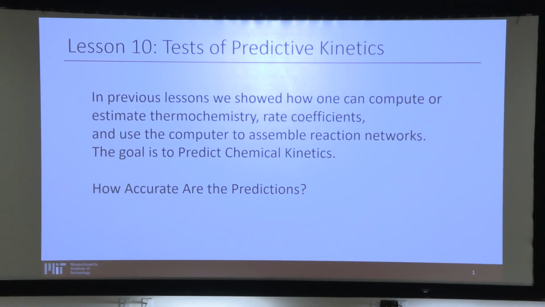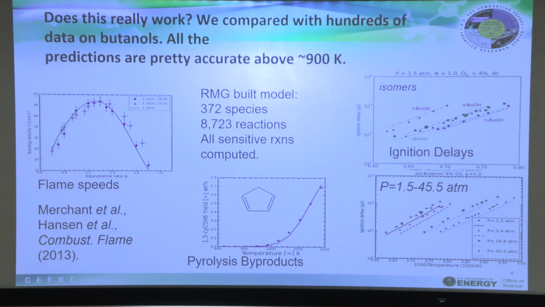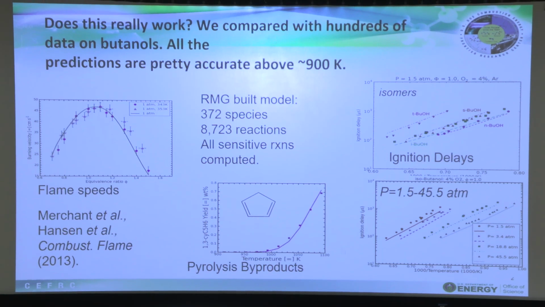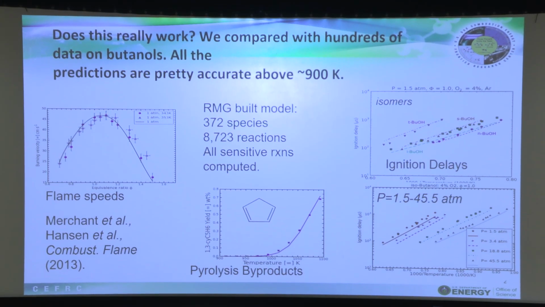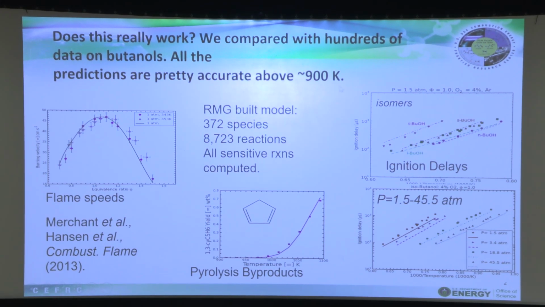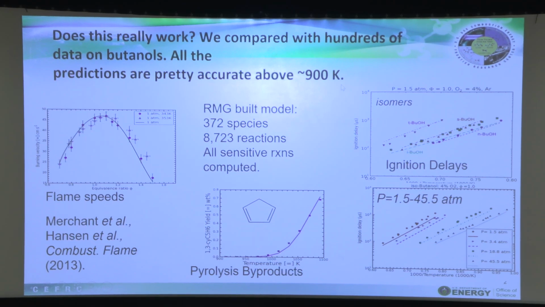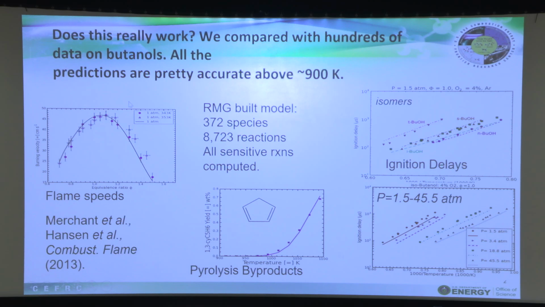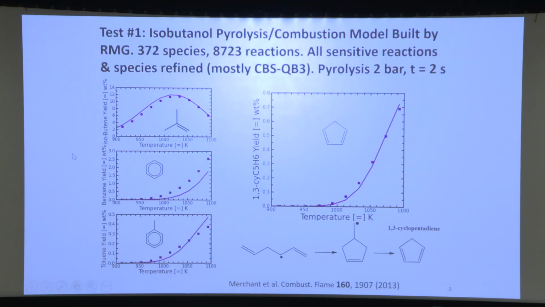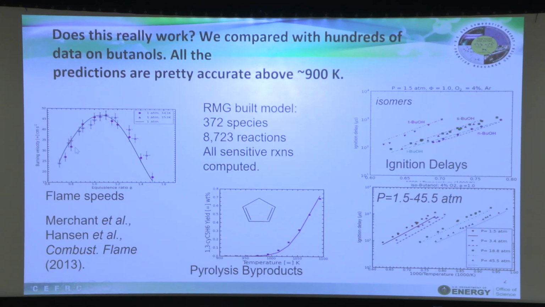All right, so how accurate is it? I did a lot of work before on butanols, and I would say the summary was that everything above 900 Kelvin was good, and everything below 900 Kelvin was eh. So you could see here, this is from two papers from 2013, that the flame speeds, the model was not exactly the same as the experiments, but pretty close.